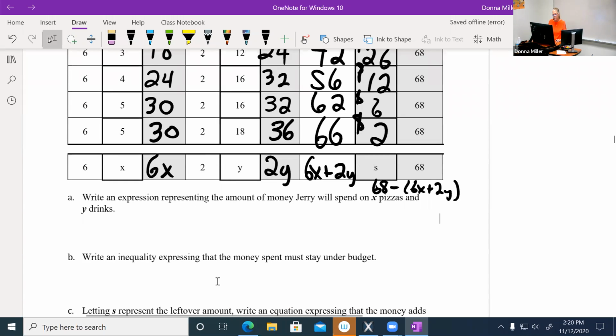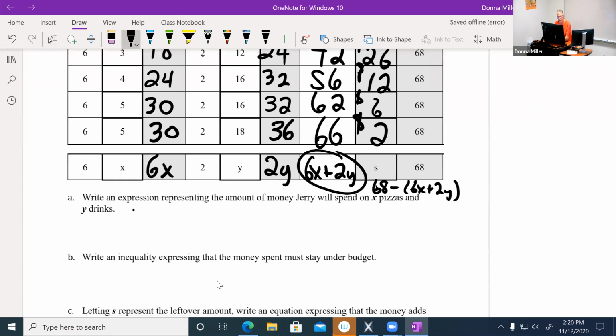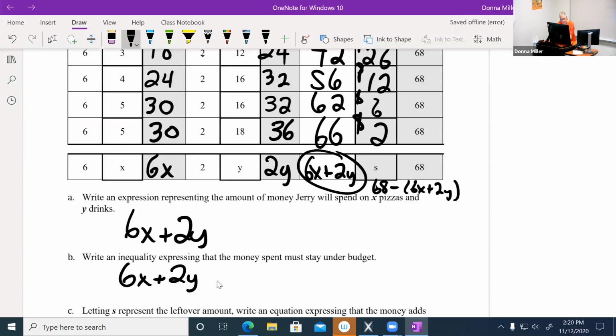Write an expression for the amount of money Jerry will spend on X pizzas and Y drinks. That's this right here, we just did it: 6X plus 2Y. That's how much he's spending. Write an inequality expressing that the money spent must stay under budget. So I know that the total price I spend must be less than or equal to my budget, which is $68. So that's like your constraints on your simplex tableau.